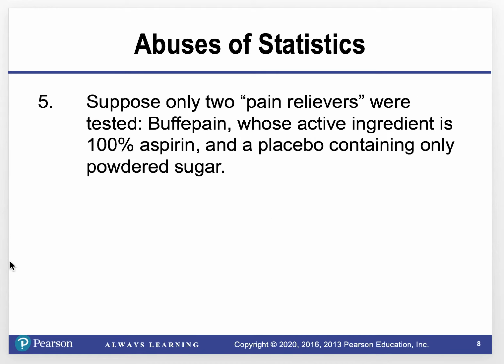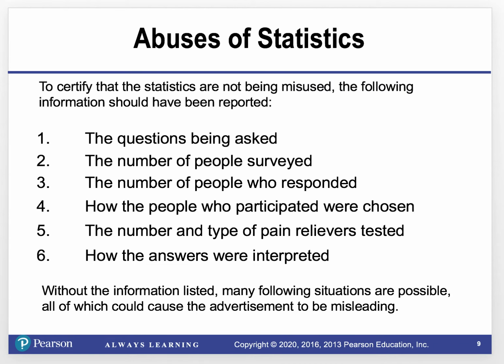Okay. Oh, look, here's another one. Suppose only 2 pain relievers were tested. Bufopain, whose active ingredient is 100% aspirin, and a placebo containing only powdered sugar. Oh, yep, something we'd already mentioned, but there it is. Okay, so there's the things actually that I already just went over to certify that the statistics are not being misused. We should have at least report the following information. Okay, give you a minute to read those, but that's the things that I just stated.